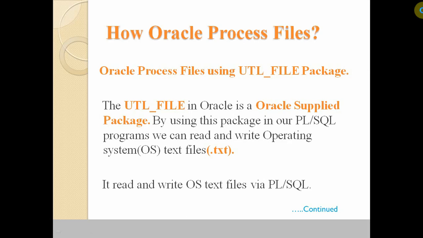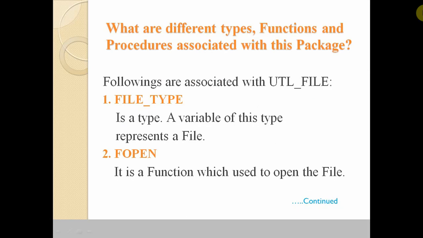Next, what are the different types, functions and procedures associated with this package? The UTL_FILE package has many functions and procedures. First one is FILE_TYPE. It's a type, and a variable of this type represents a file. Number two is FOPEN.